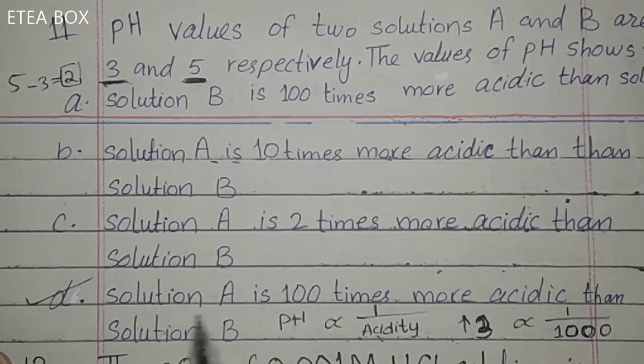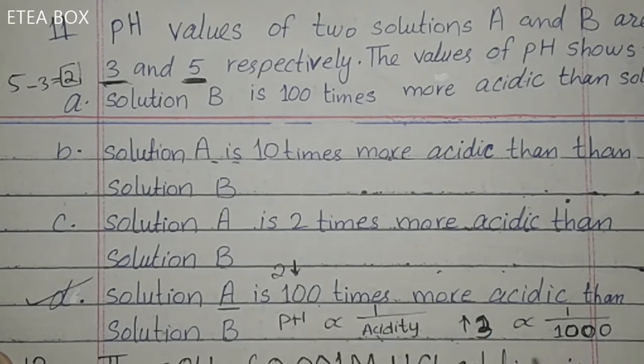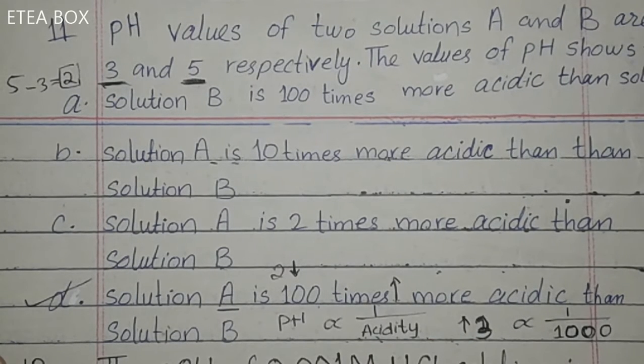Okay, now look, solution A is 100 times more acidic than solution B, because solution A is 2 units smaller than solution B. That's why its acidity is 100 times greater than solution B.